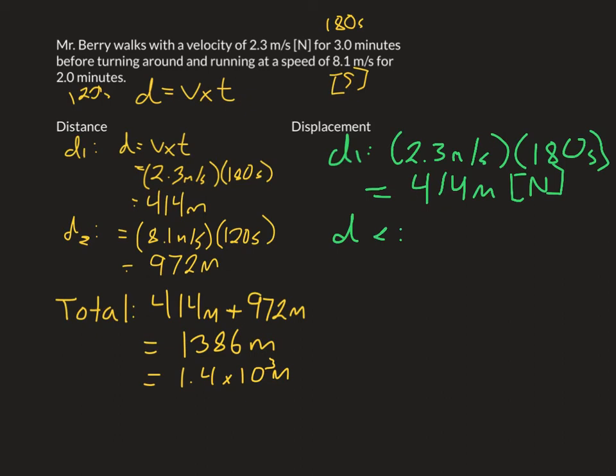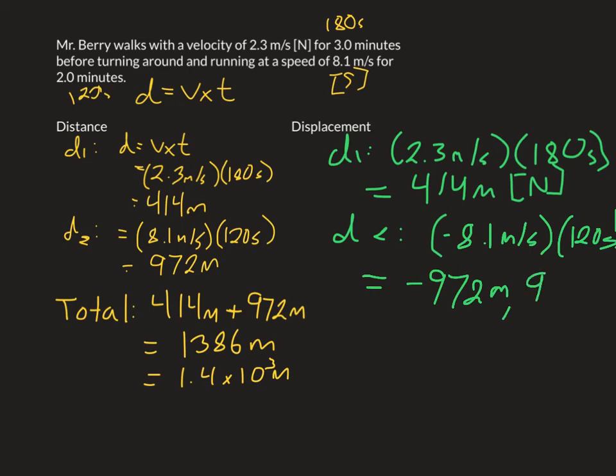This time, the fact that I was running south means that I need to have this 8.1 meters per second as a negative. That way it mathematically accounts for the fact that I changed direction. So I'm going to go negative 8.1 meters per second times 120 seconds. Because I'm so good at math, I just happen to know off the top of my head that that's negative 972 meters, which is the same as 972 meters south. I'm running low on room.